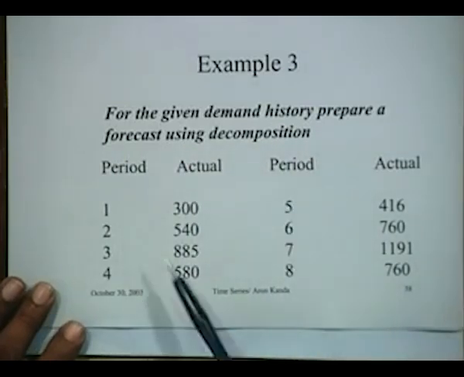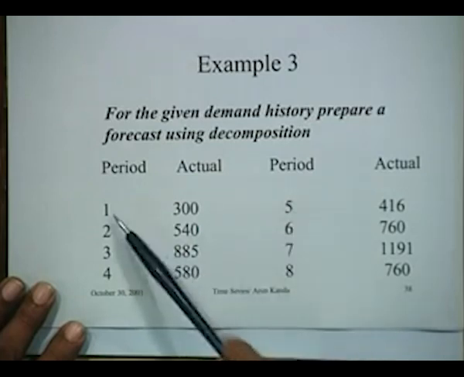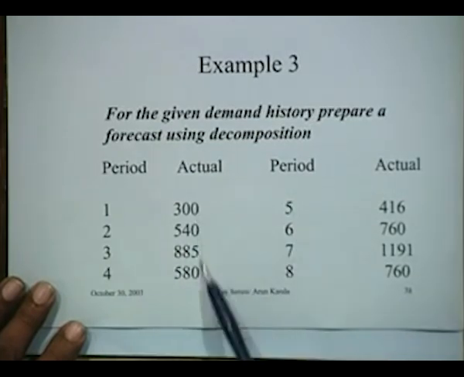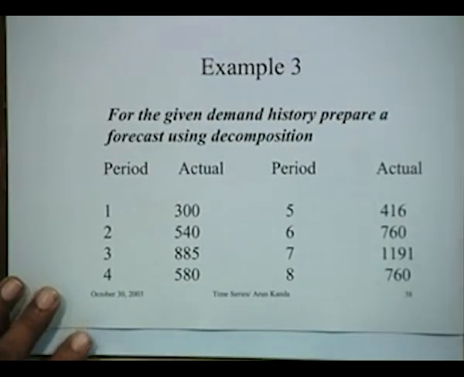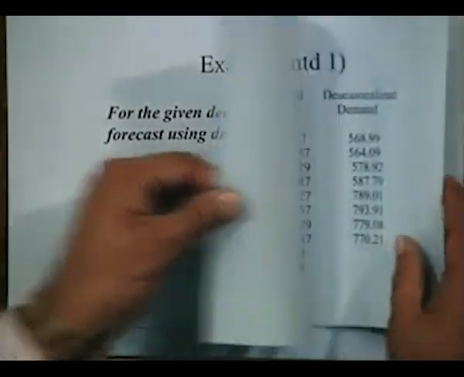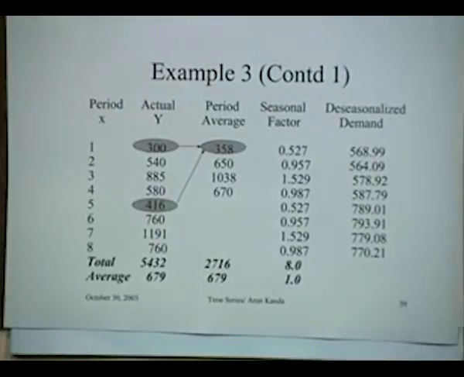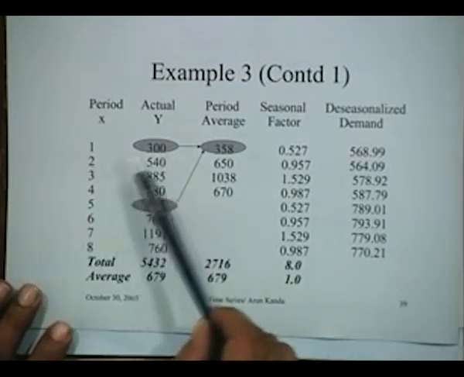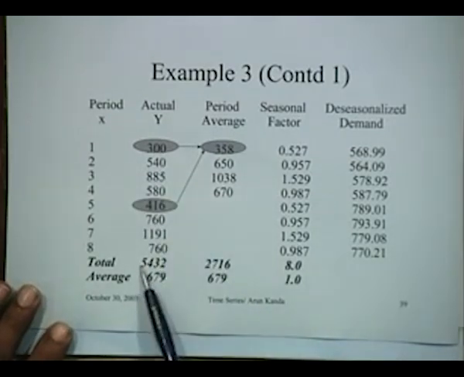These are the 8 periods, 1, 2, 3, 4, like first year and the second year. This is the actual demand which is available to us. What we do in this particular situation, we again have the actual demand over 8 periods. So the total demand is this, and therefore this is the average demand. 679 is the average demand here.